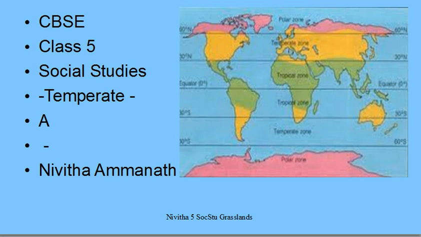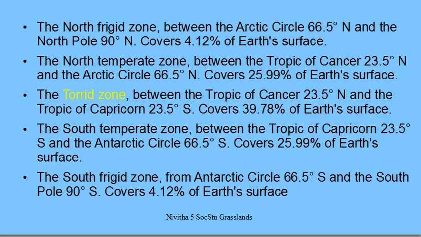The frigid zone is nearer the North Pole and South Pole, where it is very cold. Then there are the regions near the equator where it is very hot, and the regions between the Arctic Circle and Tropic of Cancer, or the Antarctic Circle and Tropic of Capricorn, which are moderate. So these are the three zones that we have studied. Now we will see in detail a little bit about the temperate zone.